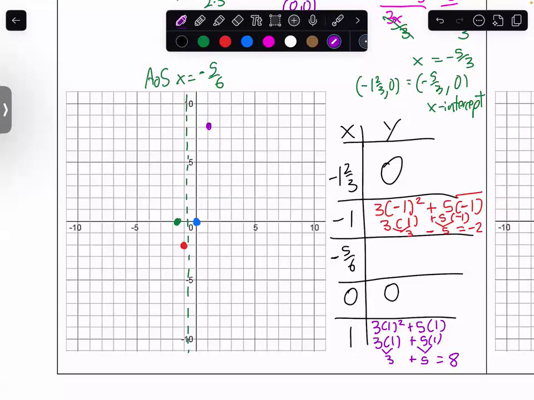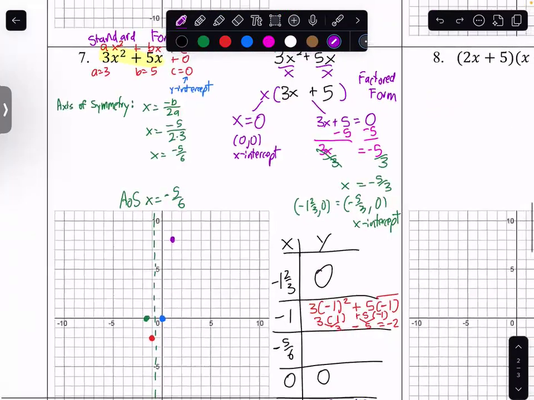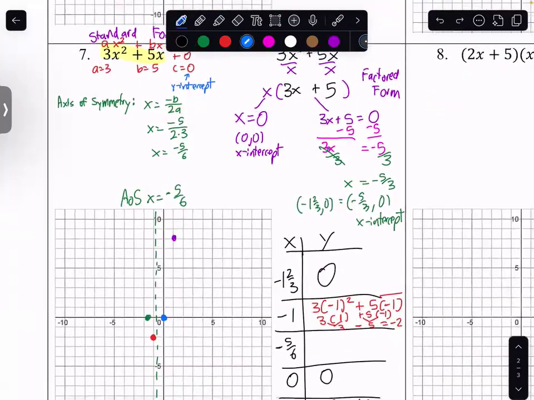Okay, so we have 4 points. The last one we need is the vertex. So yes, this calculation will be a little bit messier because fractions are involved, but we've all worked with fractions before. We can do it. Okay, so what color haven't I used yet? Pink. So 3x squared becomes 3 times parentheses -5/6 squared. And then plus 5x becomes plus 5 times -5/6.